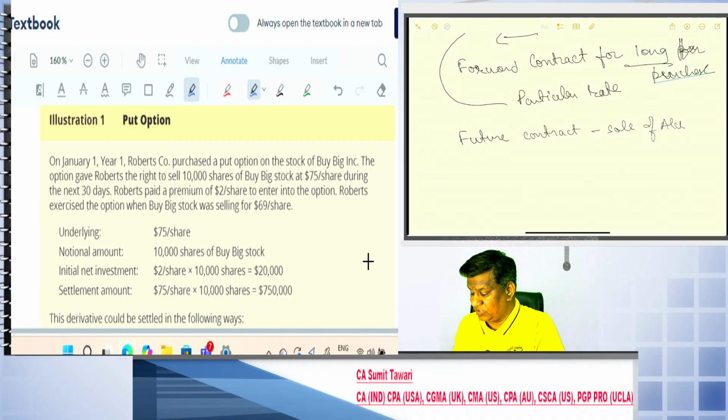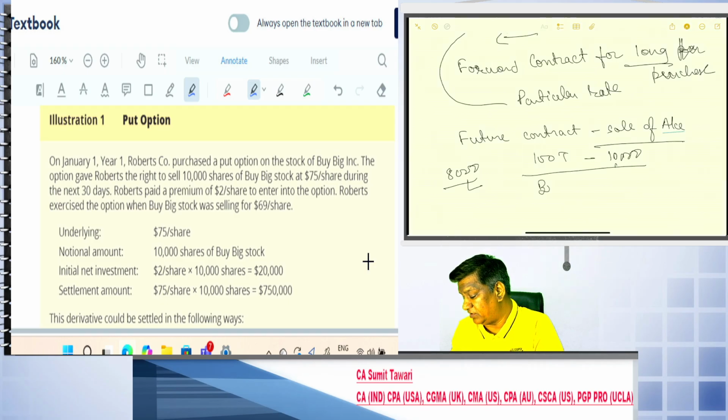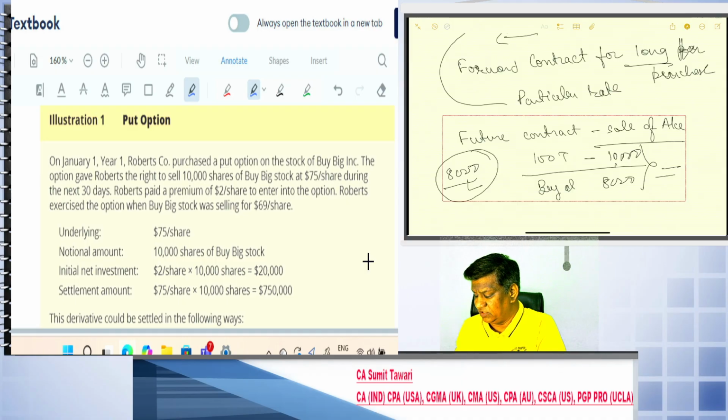Now you can imagine how we actually hedge. Sale of aluminum, 100 tons per month. The price is fixed at 10,000. If tomorrow the price is 8,000, he can buy from the open market at 8,000. He has a sell option, so he can buy at 8,000 and sell it at 10,000. So he can execute the contract. So his price basically remains at 8,000 and he may get the profit here.